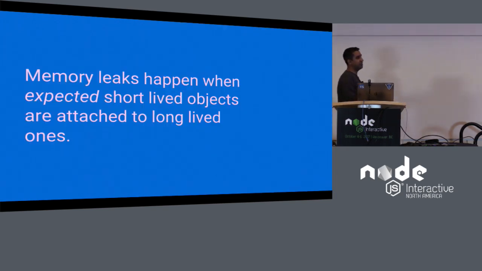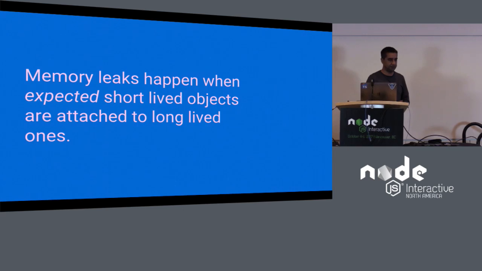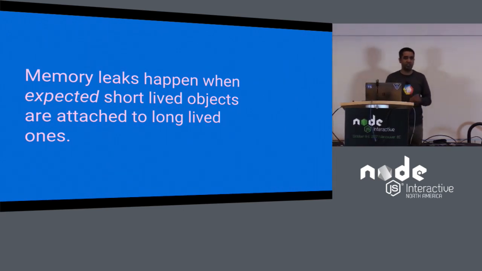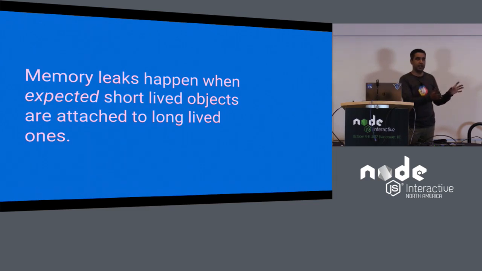All right, so the key insight, or one of the necessary conditions, is about expected lifetimes. When you have an object and you think this should only live for a short amount of time, so this is an object I've allocated, and I think it's short-lived, and then you go store it into an object that's really long-lived, then that might be a memory leak.